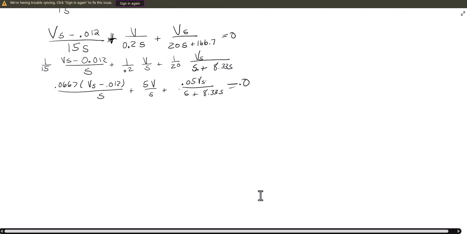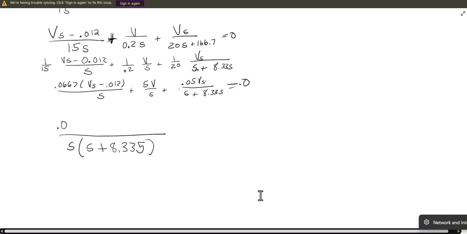Okay, so our common denominator is s times s plus 8.335. So the numerator is 0.0667. I told you that I was going to mess up, and I did. So, not too bad yet.